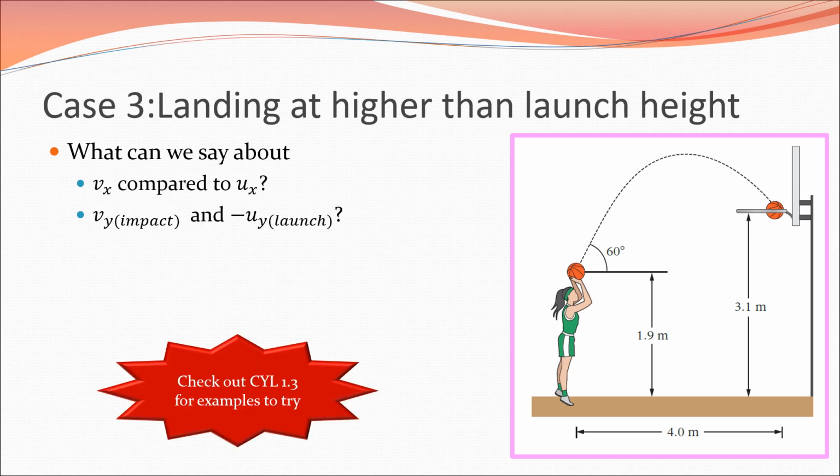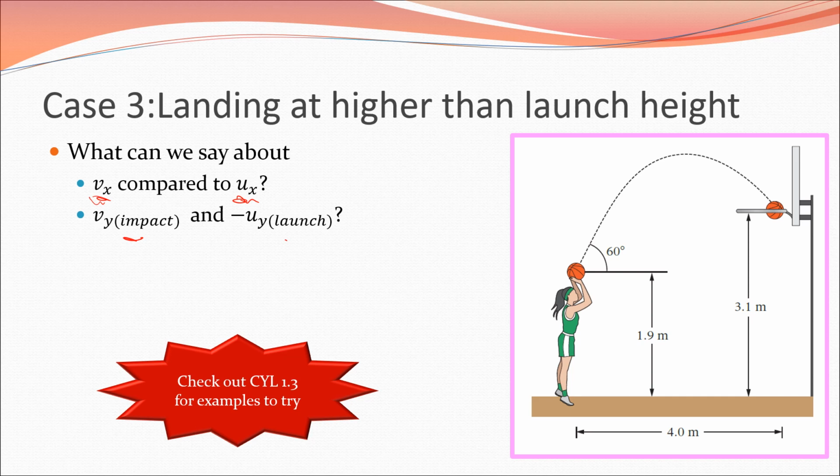Righto. What can we say about velocity in the x direction compared to the y direction? It's the same because the y and the x are looked at independently. There is no acceleration or no unbalanced force in the x direction. So the final and initial is the same.